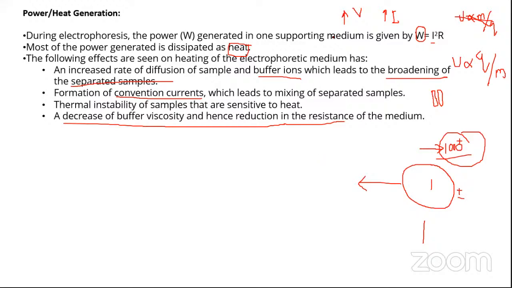So as I increase the voltage, as I increase the current, as the power automatically gets increased, there is heat generation, there is evaporation of the medium, buffer ion concentration increases. So more and more charge will be carried by buffer ions with less privilege for sample ions to carry the charge. So sample ions will hardly move, in other words. And because there is no mobility, there will be no good separation. That's what is given over here, broadening of the separated samples.